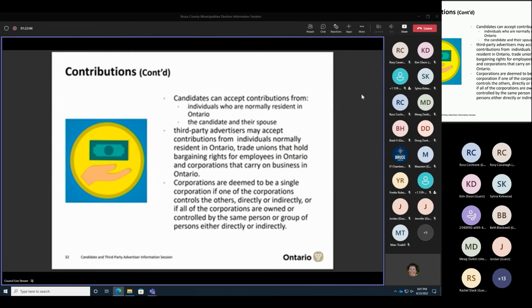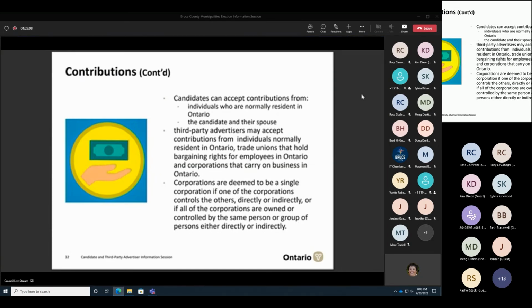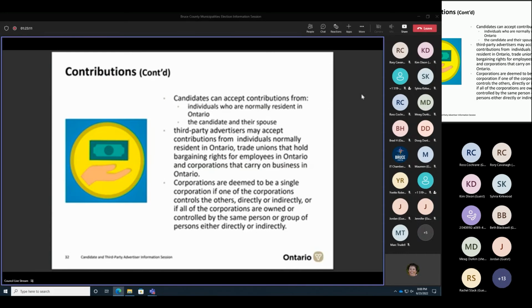Contributions Part 2. Contributions from the candidate and their spouse are considered to come from the same person and count against the self-contribution limit. The rules for determining whether corporations are considered to be one contributor are clarified. If one corporation controls the other directly or indirectly, then they are considered to be the same contributor. If the corporations are owned or controlled by the same person or groups of persons, either directly or indirectly, they are considered to be the same contributor.